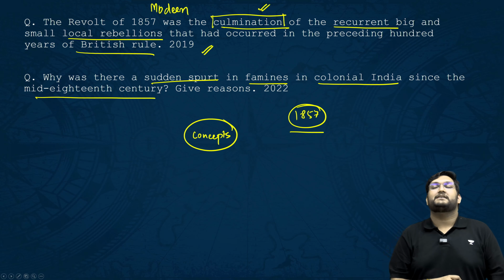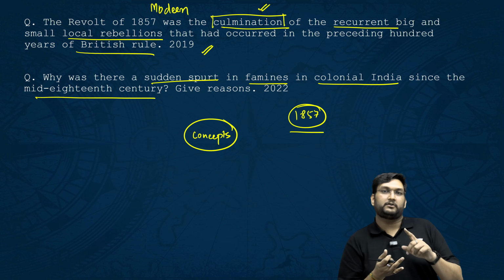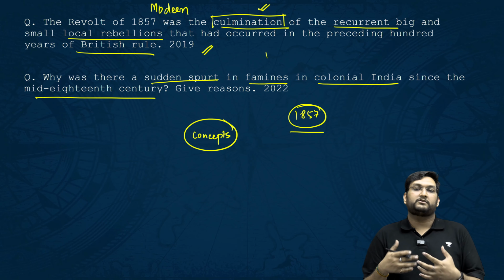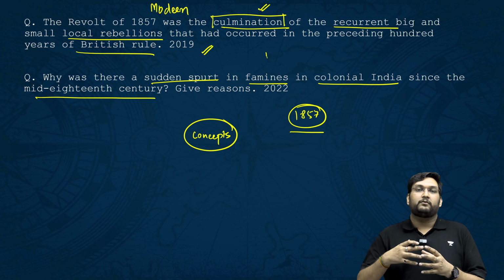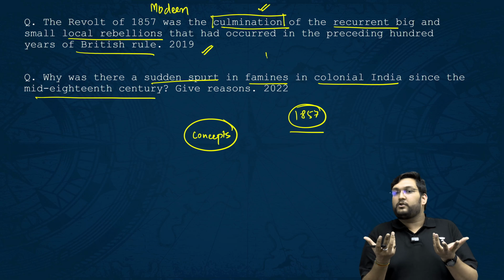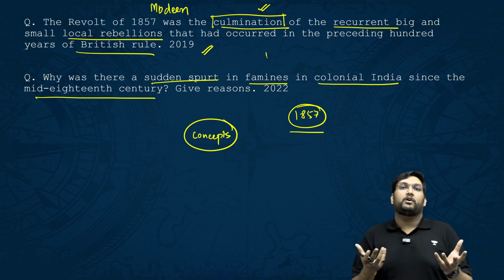Same way, if you don't understand the concept of land revenue, how it is related to commercialization and to deindustrialization, you can't answer why famines became so common in colonial India, wherein there was a shortage of food because of the commercialization aspect. So herein facts will not help you. You have to understand the concepts.